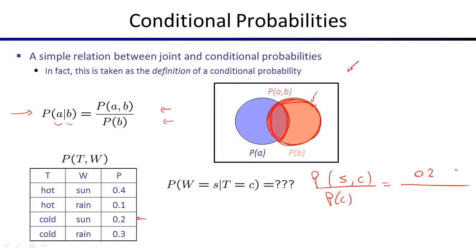C we cannot read off directly, it's a marginal probability, but we can read it off by summing some entries. So we have cold over here. We can sum these two entries here, giving us 0.5. And so we have a conditional probability of sunny given cold of 0.4.